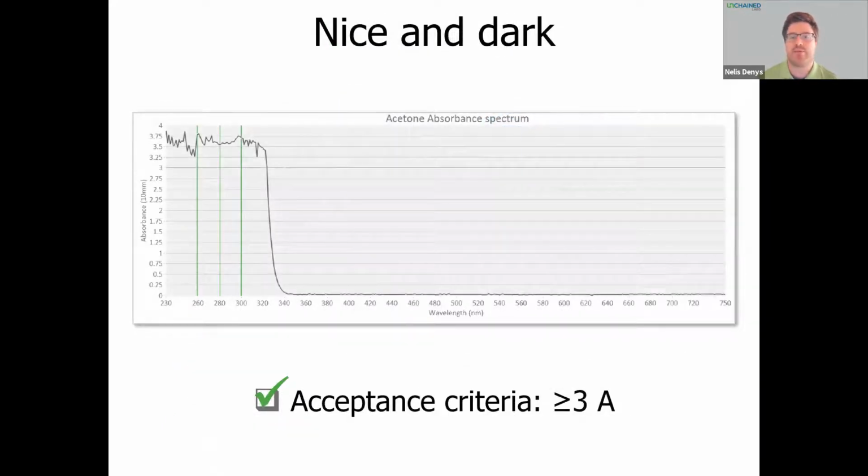And here you can see that absorbance remains above 3 for the whole range below 320 nanometers, but specifically at the 3 wavelengths of 260, 280, and 300 nanometers. This means that any stray light in this region is less than 0.1% of the signal.